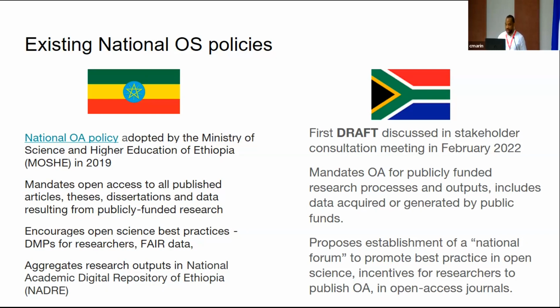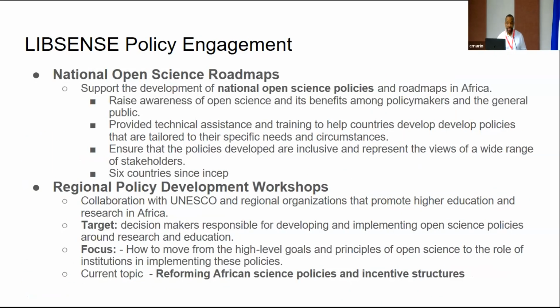In South Africa, although I say existing national open science policies, I've highlighted that it's a draft. I don't think the process is complete yet, but they started in 2022 with a consultation. South Africa is relatively advanced, so it does have repositories, infrastructure, and all of that, but they don't have a policy yet. They have the draft. It's going through a process, and they want to establish a national forum to get all the stakeholders involved. That's the background: one policy in the entire continent. So what I want to do here is tell you how LIBSENSE engages with the whole policy development. We have two main tracks of activity.